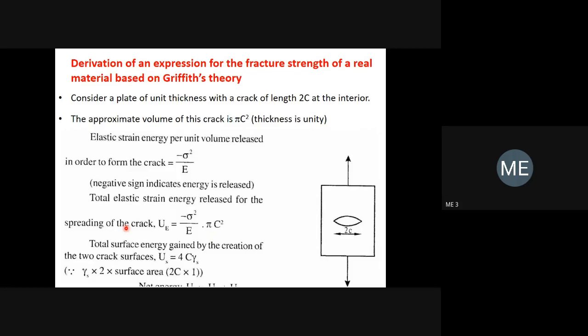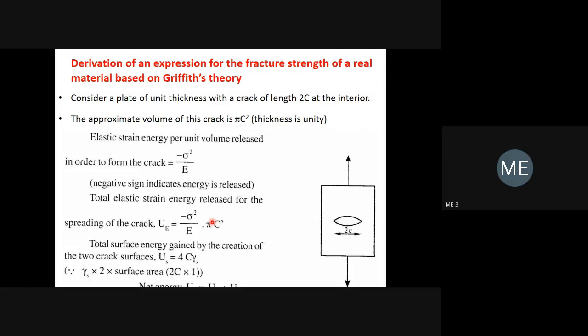So now we'll come to know the total energy required to create the crack. That is nothing but sigma squared divided by E into pi c squared. That is from the mechanics of materials principle. From the mechanics of materials, we come to know the amount of energy required to generate a new crack. This is the amount of energy required to generate a new crack.